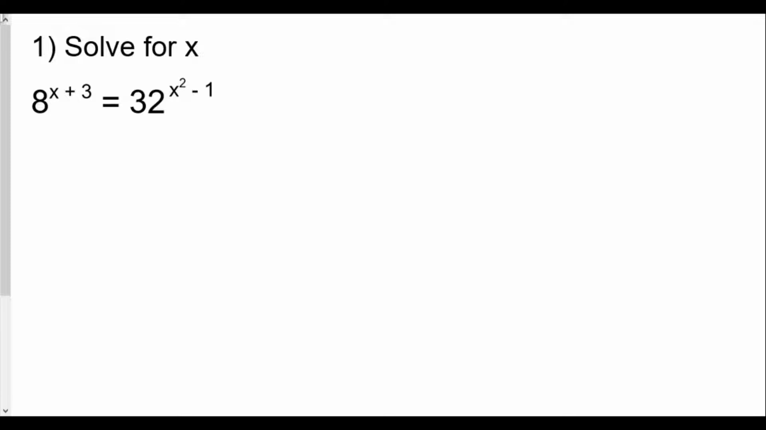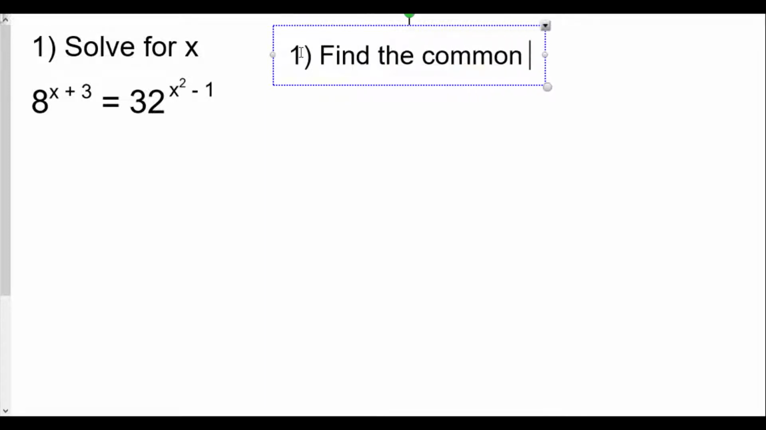All right, so we begin with the following question. Number one, 8 to the x plus 3 equals 32 to the x squared minus 1. So we begin with this case. First step we want to do is, well, first let me set the font here. Our step one is to find the common base. I'm typing this out because my handwriting is atrocious.